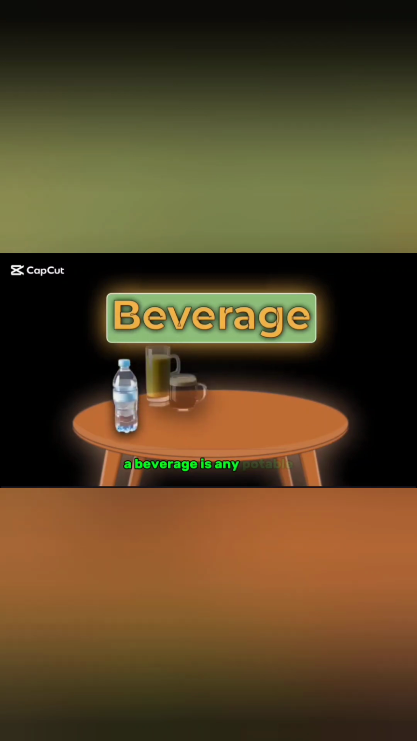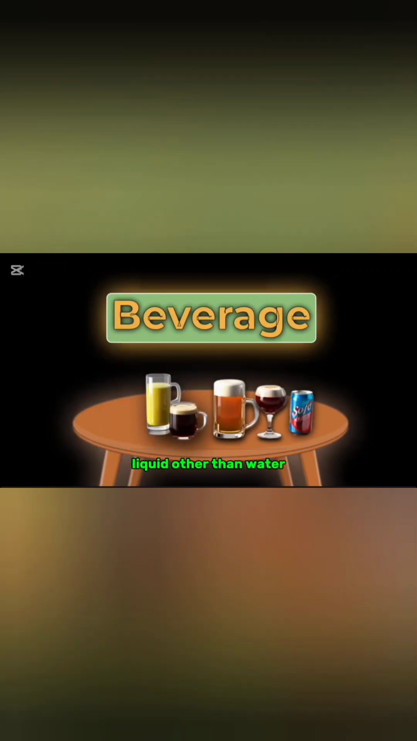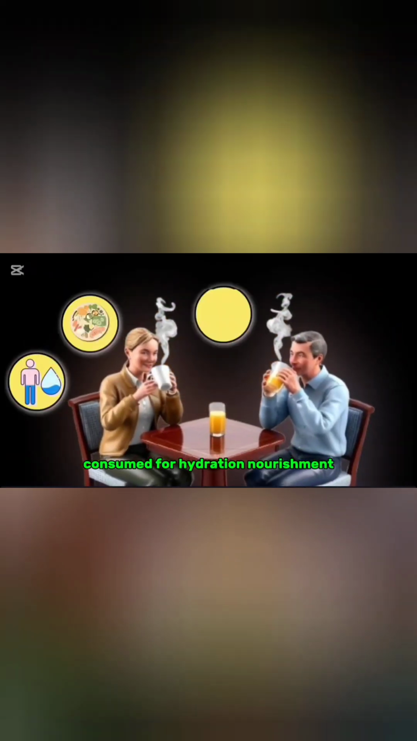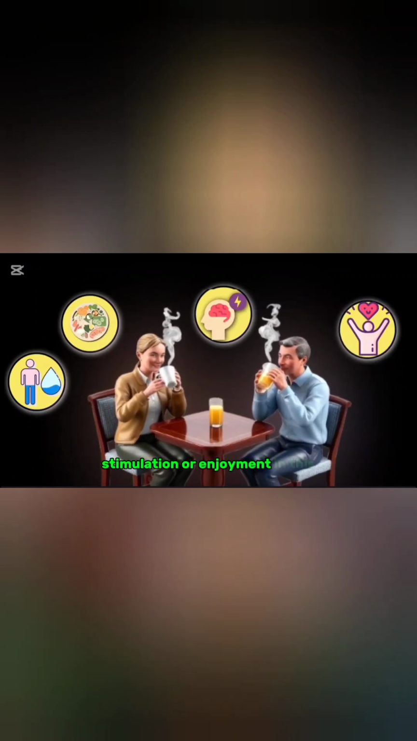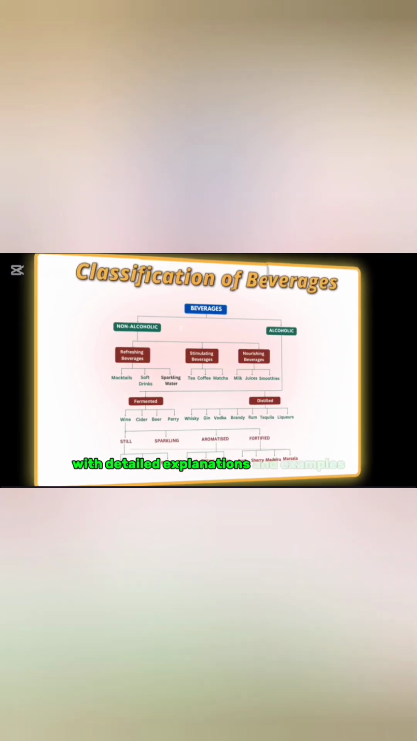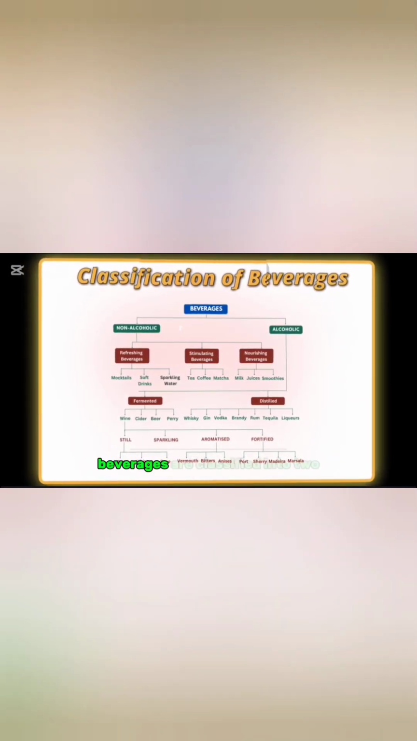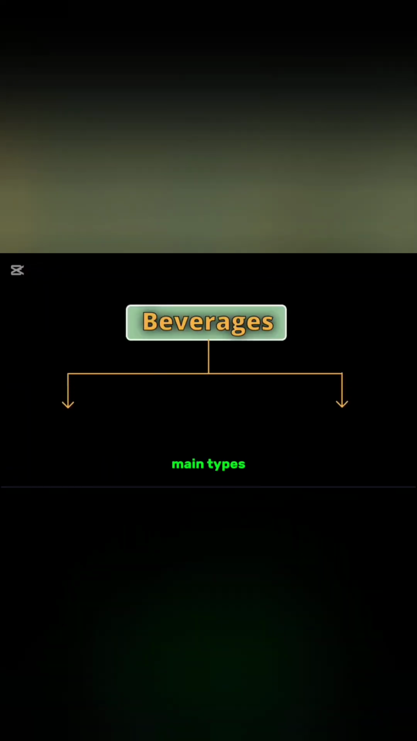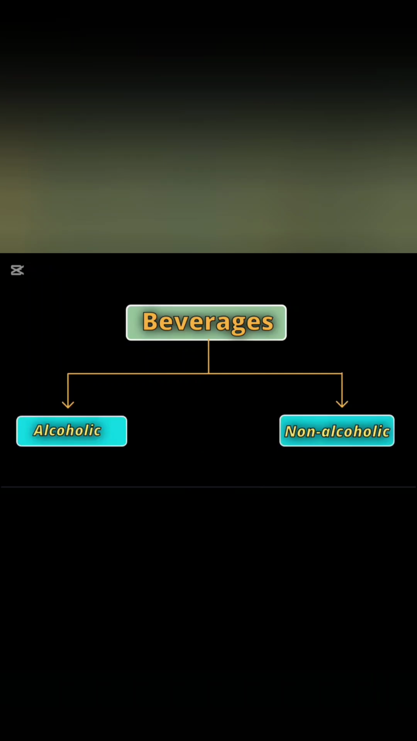A beverage is any potable liquid other than water, consumed for hydration, nourishment, stimulation, or enjoyment. In this video, we will explore the classification of beverages, including types, with detailed explanations and examples. Beverages are classified into two main types: alcoholic and non-alcoholic.